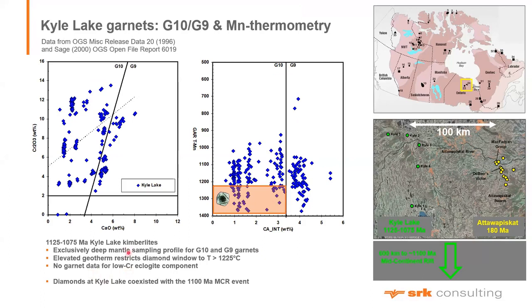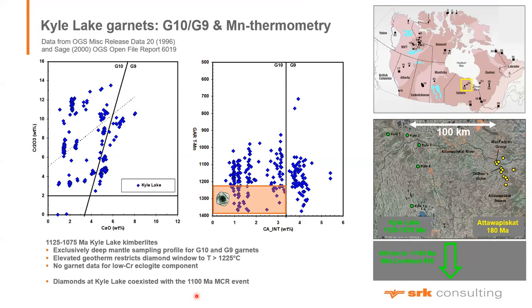We have no garnet data for the low chrome eclogite component in this data set. And here's an interesting factoid. The diamonds at Kai Lake coexisted with the 1100 million year old mid-continent rift event. Even though the geotherm was elevated, the rift is 600 kilometers to the south. And these diamonds have survived, or they were entrained and brought to surface at the time of rifting 600 kilometers to the south. So these diamonds coexisted with that rift event.